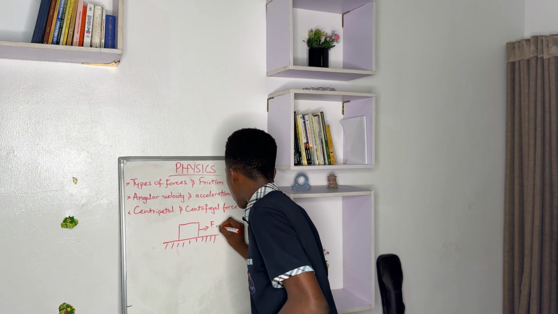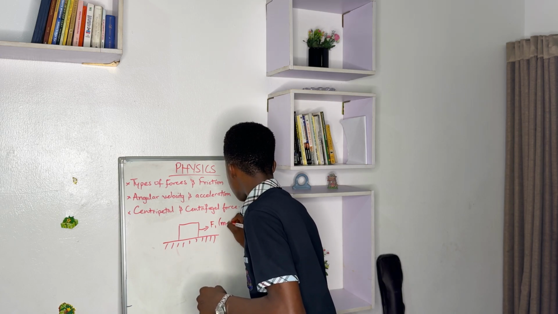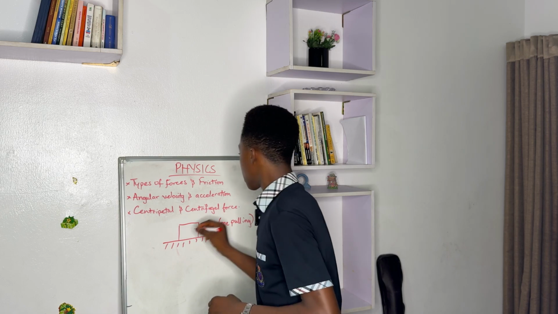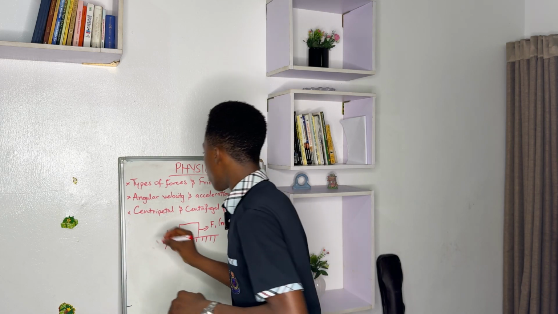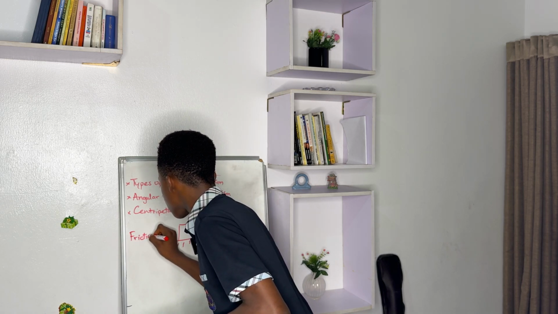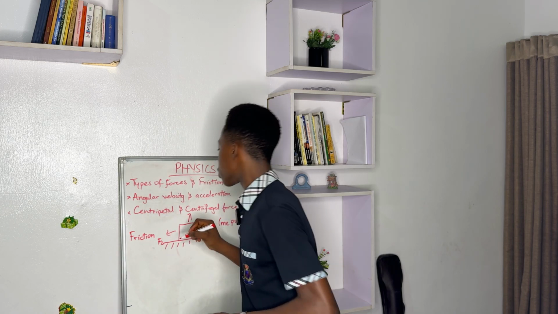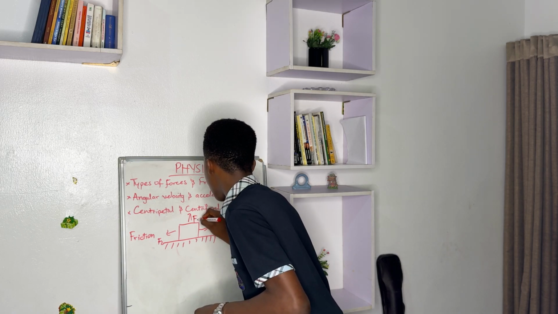Let me write that, F1. This is my force, which is me pulling the object. Then there's a force acting in the opposite direction, based on Newton's third law, which is friction. Friction is F2. But there's also a third force acting upward. That is the normal reaction force, so I will write that F3.